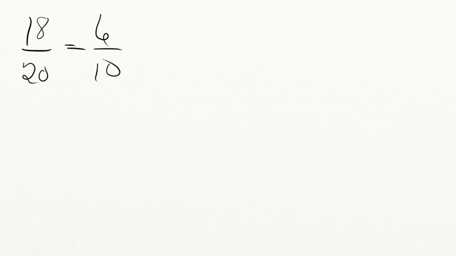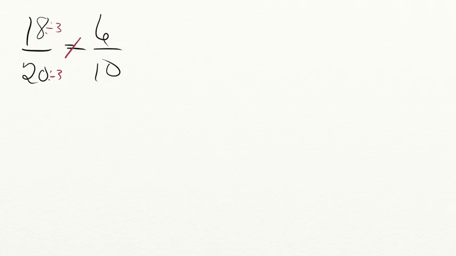Let's go through some practice problems together. Can you tell me if 18/20ths is equivalent to 6/10? Well, let's see. If we divide 18 by 3, that gives us a value of 6. But if we divide our numerator by 3, we have to divide our denominator by 3 as well. And 20 divided by 3 will not equal a whole number, which means that 18/20ths is not equivalent to 6/10.